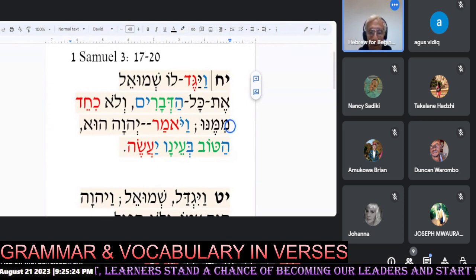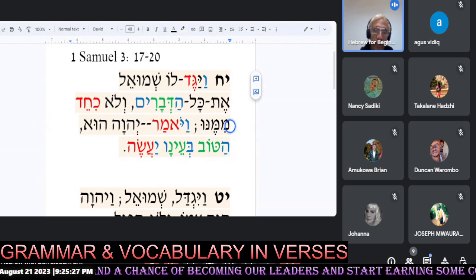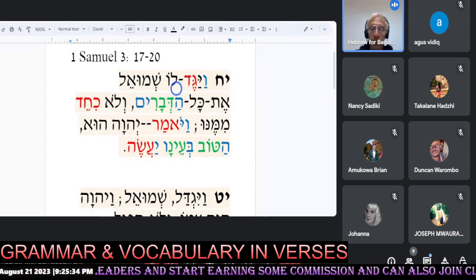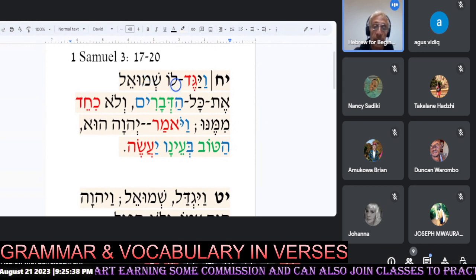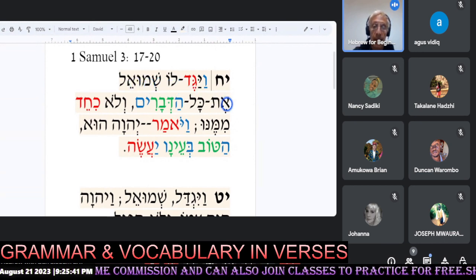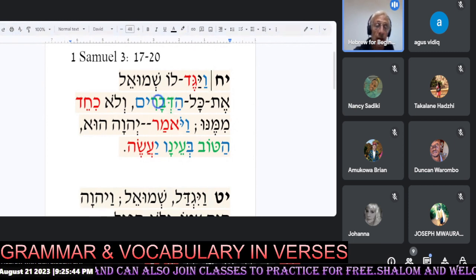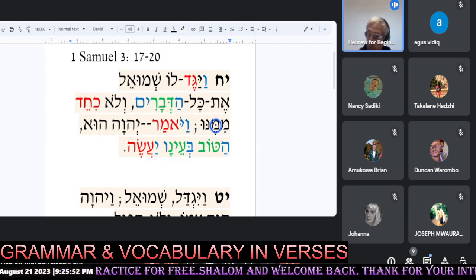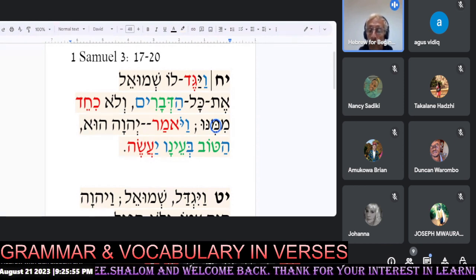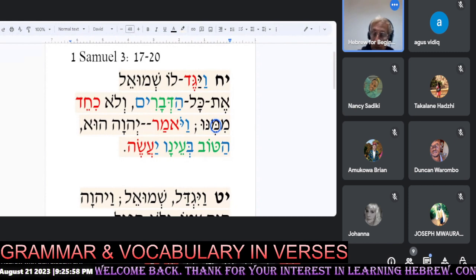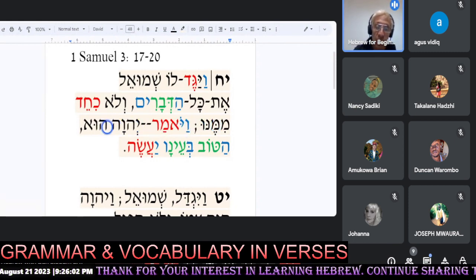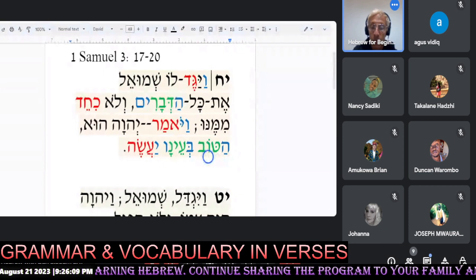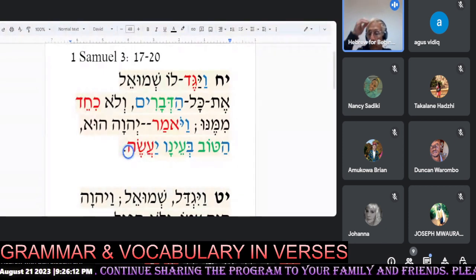And Eli has essentially pressured Samuel to reveal God's revelation to him. And so this verse is saying, Vayaged lo Shmuel, and Shmuel told him, namely told Eli, et kol hadvarim, all of the words of God, v'lo chiched mimenu, and he didn't withhold anything from him. So Samuel did the right thing. He said exactly what the revelation was. He was brave, courageous, faithful, you could say. Vayomar, and he said, Hashem hu, it is God, hatov be'inav yaseh, it is he who will do what is good in his eyes. God will do what is good in his eyes.